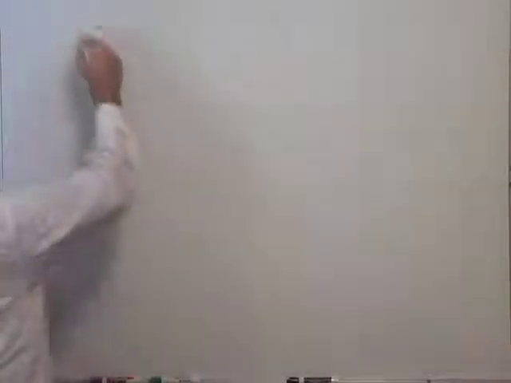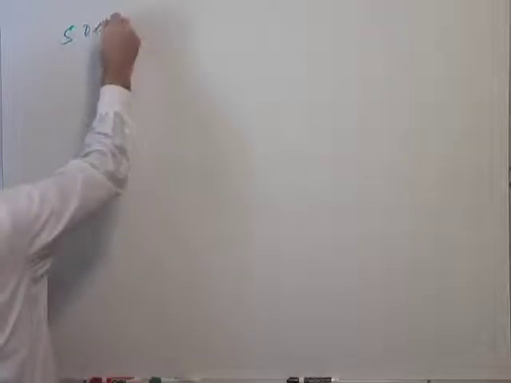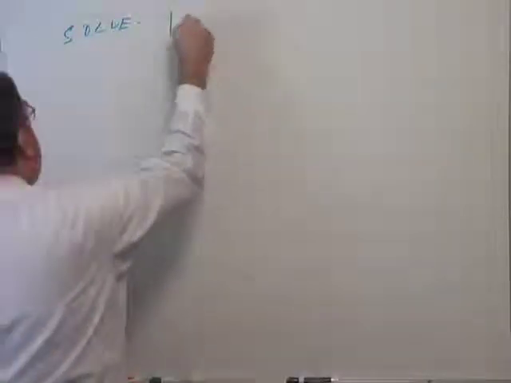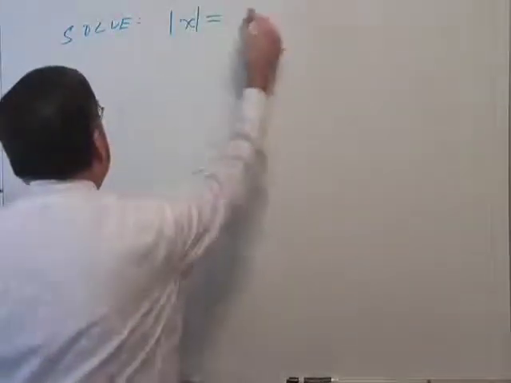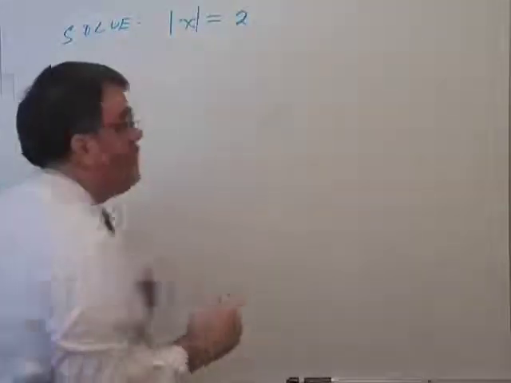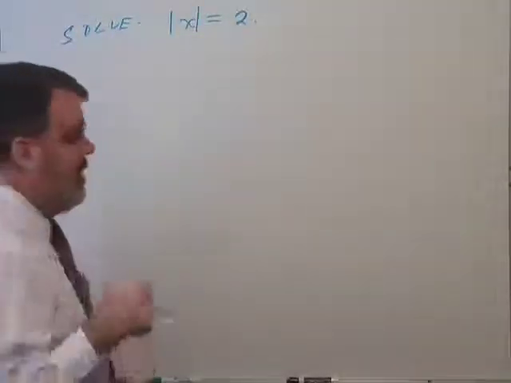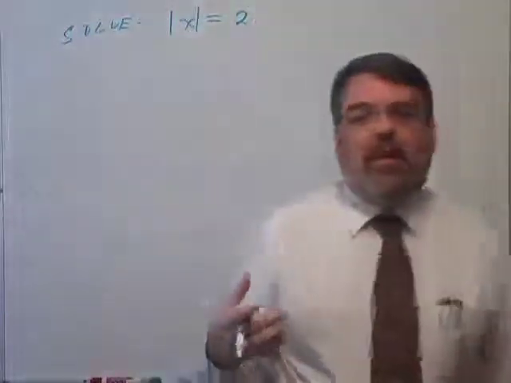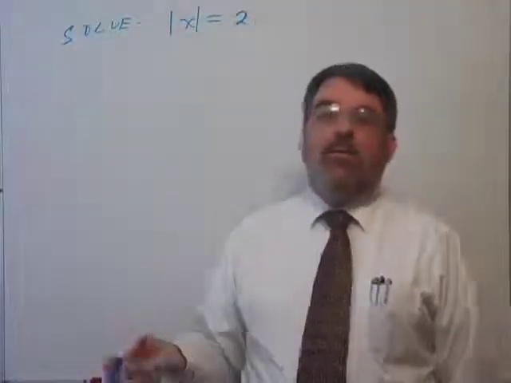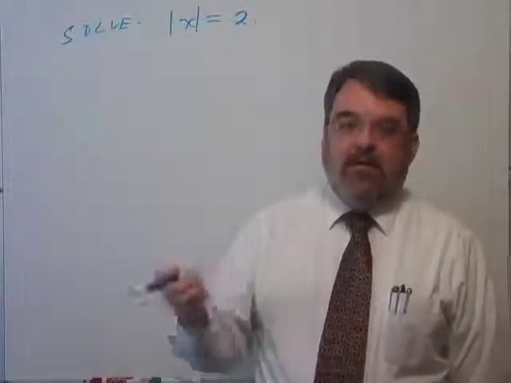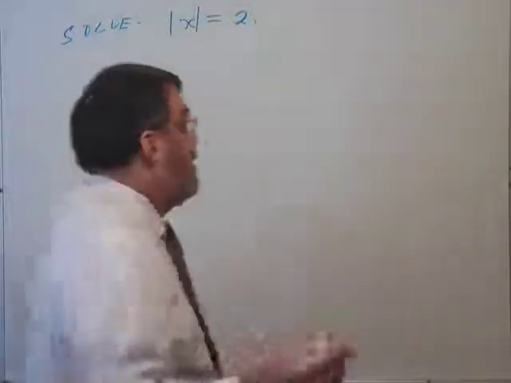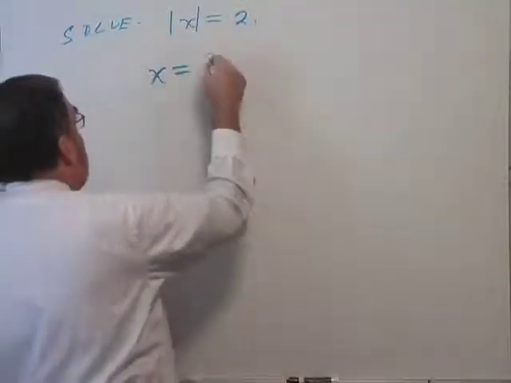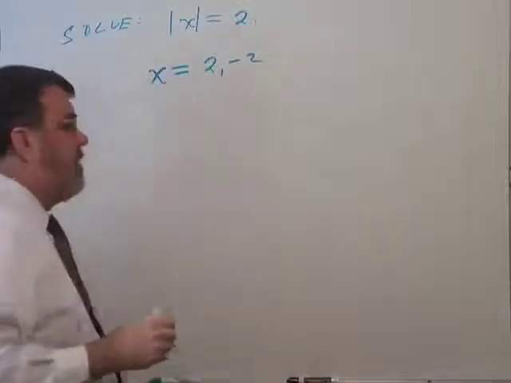I'm now going to solve some absolute value equations, and let's start with the very simplest type. Let's solve something like this: the absolute value of x equals 2. We could verify by inspection that the absolute value of 2 equals 2 and the absolute value of negative 2 equals 2. And so this has two answers: x equals 2 and negative 2.